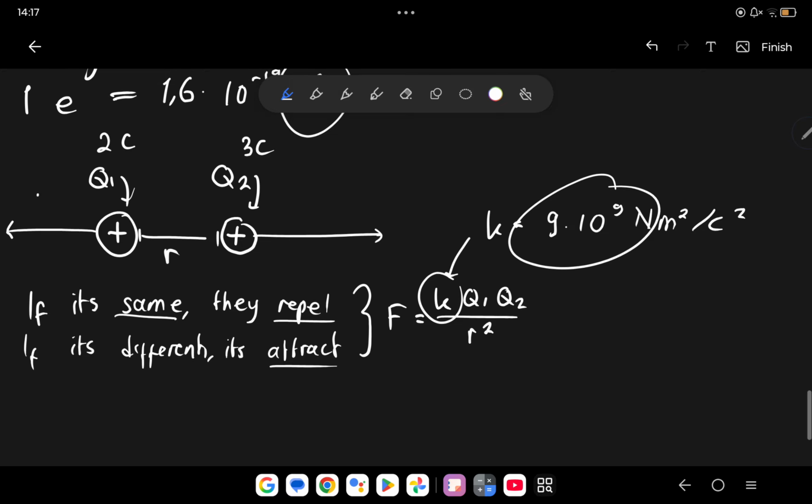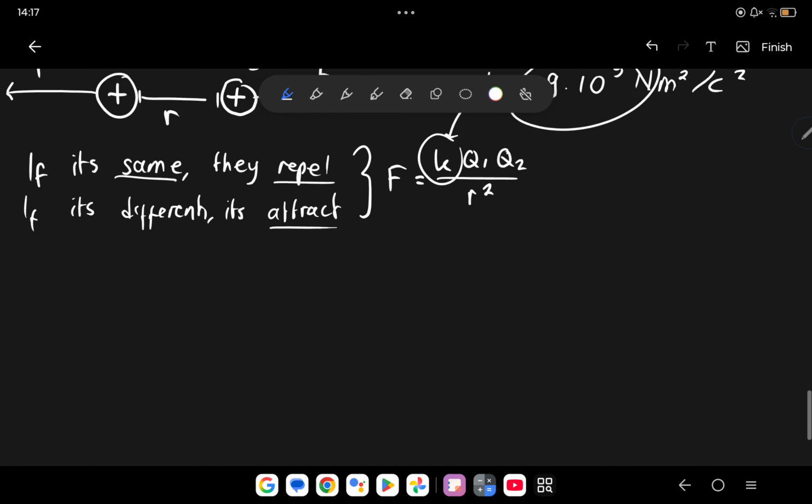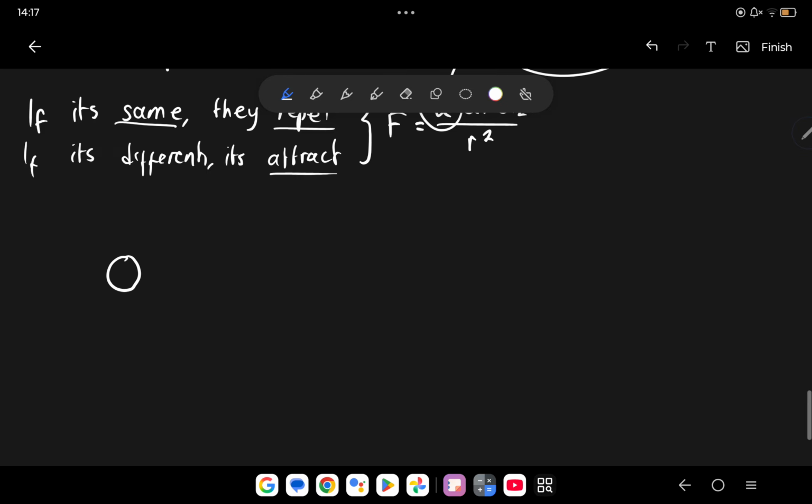I'm going to draw F here. The force is pushing away, pushing away. Two positive charges, they push away. Now, real quick pop quiz. What if I have two negative charges? What will happen? Will they push away? Will they pull each other?